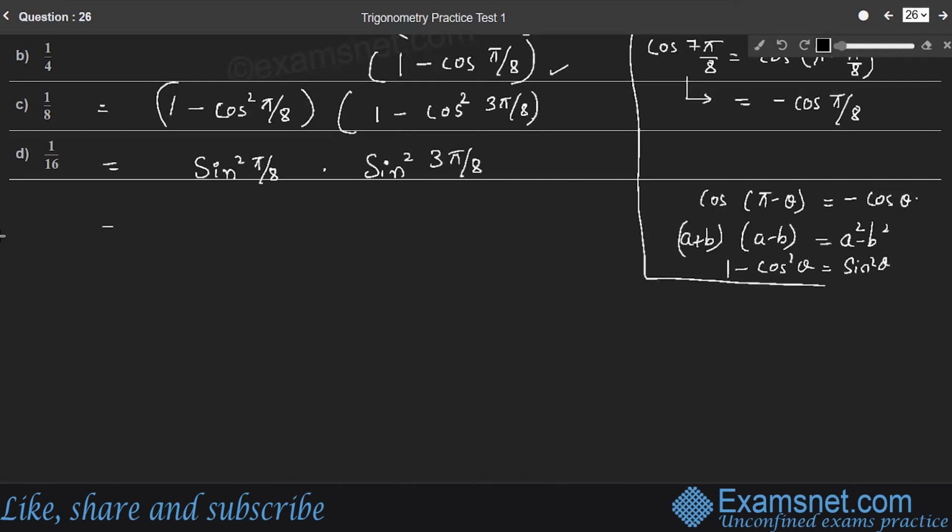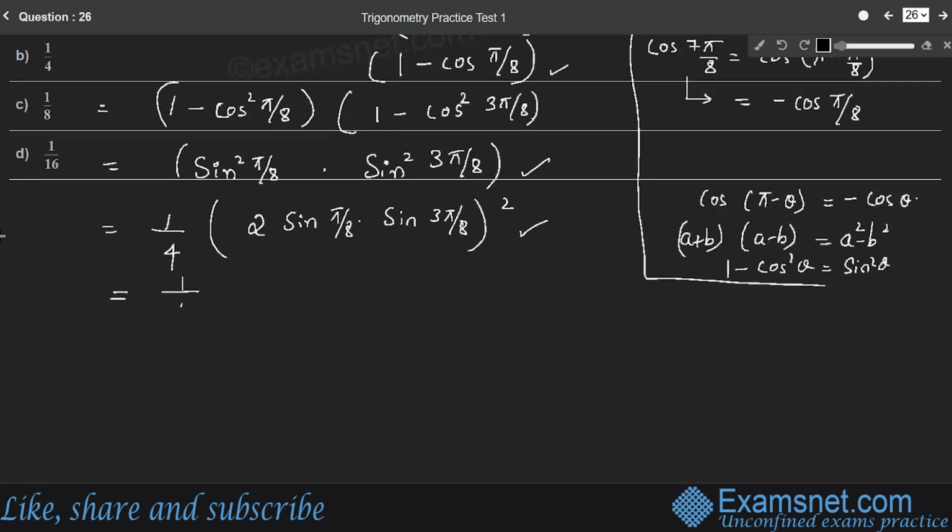Right? So I just rewrite this expression sine square pi by 8 into sine square 3 pi by 8 as 1 by 4 into 2 times sine pi by 8 into sine 3 pi by 8 the whole square. Both are same. So this expression and the last one I have written here, both are same. I have just rewritten this expression, by taking 1 by 4 into, so here 2 square is 4 itself. There is no change in the value of the expression here, right?